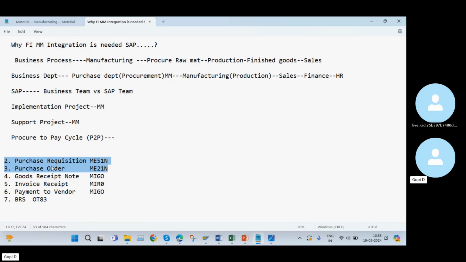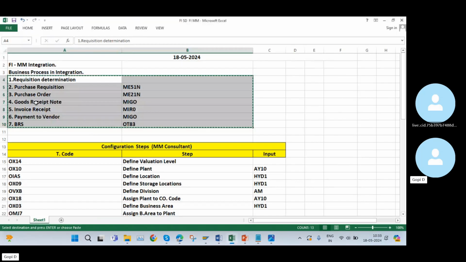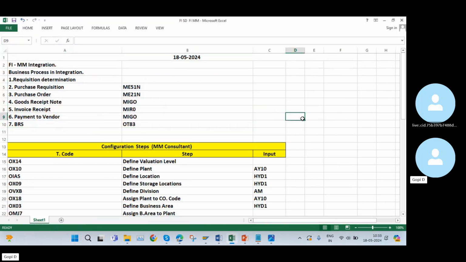So we are using the last part, BRS. So again, the general entries. What is the general entry in goods receipt? Already I told you in purchase requisition and in purchase order there is no general entry. And when it comes to the goods receipt, we have a general entry.